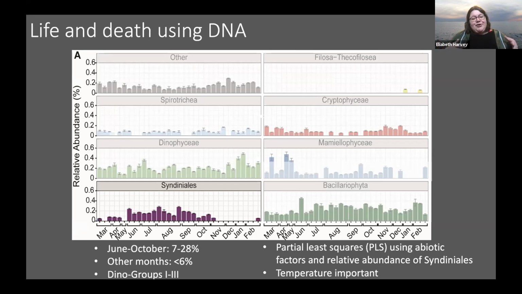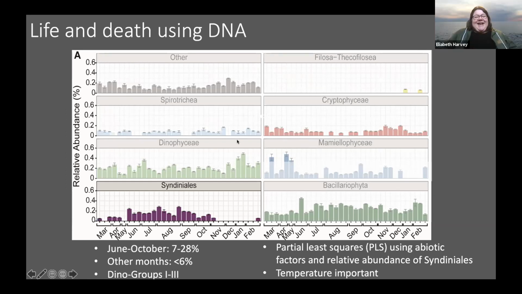And I can't go too far into depth with that given time constraints, but the paper is published and I'm happy to talk about it. I will say that Syndinyales, if you are super nerdy and want to read a lot of phytoplankton literature, if you look at any of these big amplicon sequencing or eDNA sequencing data sets, you will find time and time again that Syndinyales is always one of the higher relative abundance groups. So there's something going on there.